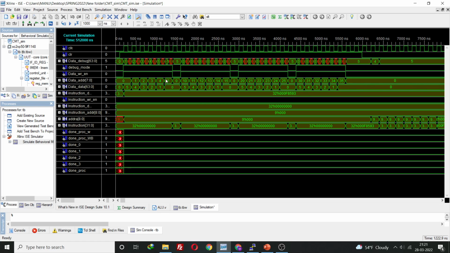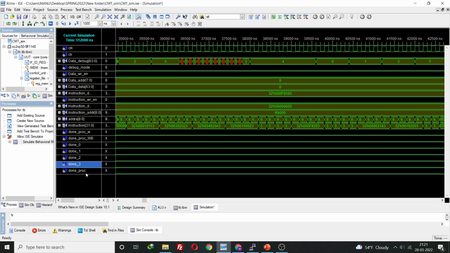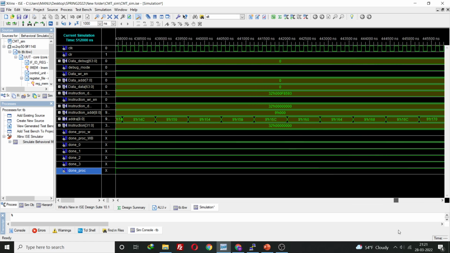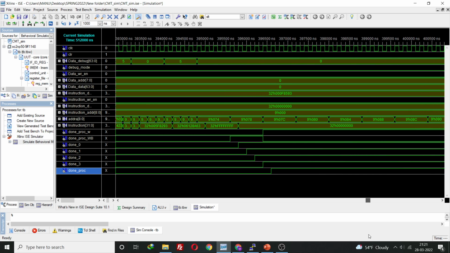Here we are initially writing these data values using the debug mode into the data memory. As you can see, we are writing 543210 into the corresponding addresses. Individual thread done signals are calculated, and the final processor done is only asserted when all of them are done. This is to ensure that we don't assume that our process is done while one of the threads is still running. As you can see here, the done signal only goes high when all 4 threads are done.